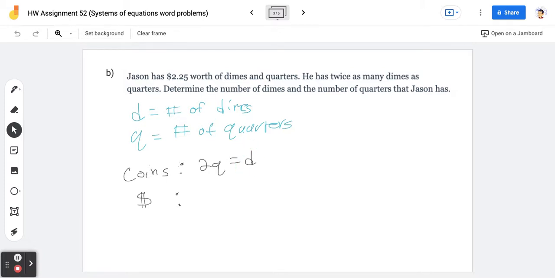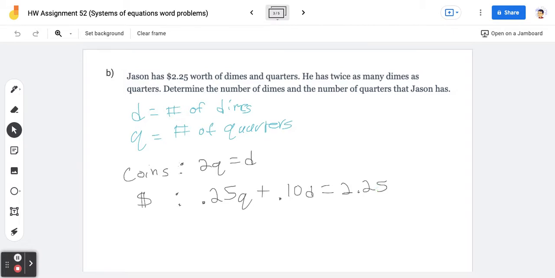Okay, so let's go ahead and find the money aspect of it. So we know how much a quarter costs. A quarter costs 25 cents. Now I'm going to represent that with 0.25. All right, that's the price of every quarter, plus the price of every dime, which is 0.10, 10 cents, times D, is equal to the total amount of money that we have, which is $2.25.